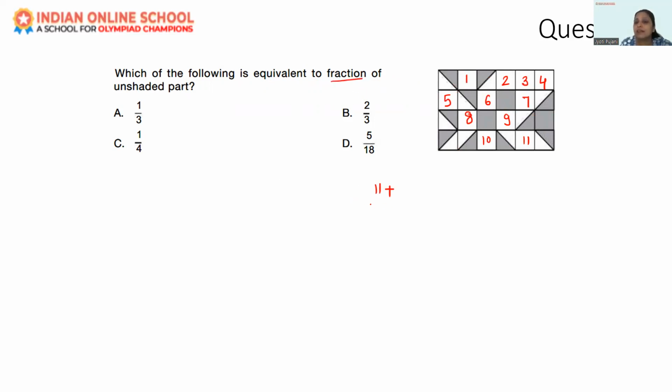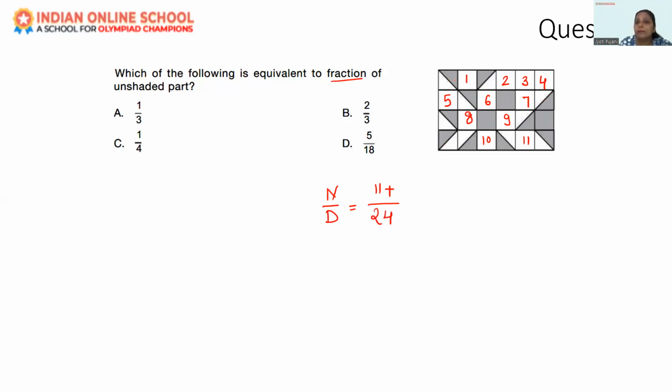So fraction is always numerator upon denominator. Fine. Numerator upon denominator. Denominator means the total number of squares. So 1, 2, 3, 4, 5, 6, 7, 8, 9, 10, 11, 12, 13, 14, 15, 16, 17, 18, 19, 20, 21, 22, 23, 24. Total number of squares are 24. So I will write 24.